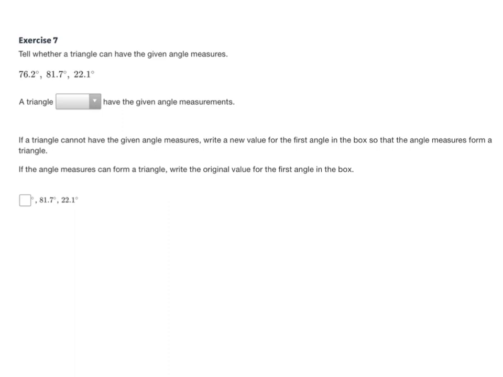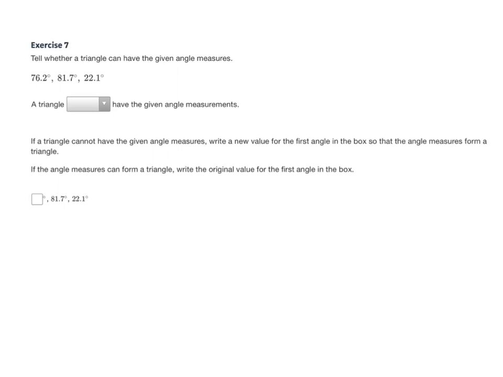It says, tell whether the triangle can have the given angle measures. And then the angle measures we have here are 76.2, 81.7, and 22.1. And then it says, if the triangle cannot have those given angle measures, write a new value for the first angle in the box so that the angle measures form a triangle. Now, what I'm going to do is I'm just going to add these up. So 76.2 plus 81.7 and then 22.1.